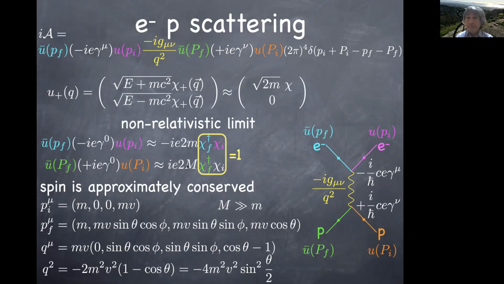So now I know everything. So this piece here for the proton line, that's this IE times 2M. This piece here along the electron line, this is minus IE times 2m. And then I have minus i G00, because both of them are time components. G00 is 1 over q squared, which is given by negative 4m squared v squared sine squared theta over 2. So I know everything about the Feynman amplitude. Then I put that into the master formula for this very simple 2 to 2 case, which we worked out on the previous slide, and out comes the cross section. So that's what I'm going to do on the next slide. Any questions about this?